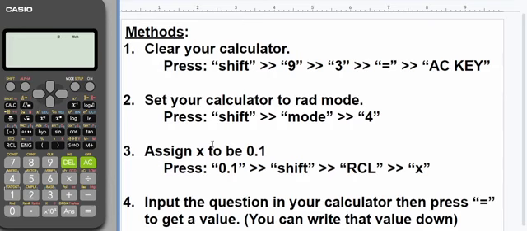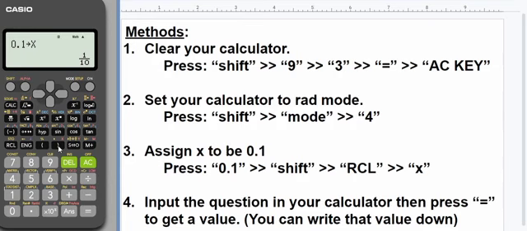Now the fourth one said, let's assign 0.1. We press what? 0.1, then you press shift, you press the RCL button. You can follow me at this side of the screen. RCL to choose store, then you press X. Now it's telling you that 0.1 is actually X. That means anywhere you press X in this calculator, it is 0.1. As simple as that.